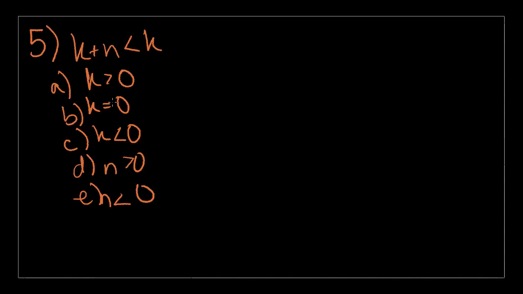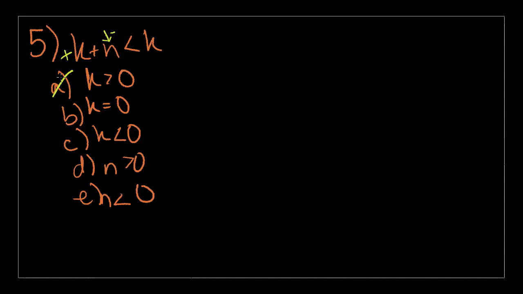Okay. So what we're going to have to do now is we're just going to test these out. So let's start with A. K is greater than 0. If K is greater than 0, then N must be a negative number. If K is positive and it's greater, so yeah, positive, then N must be negative. But that's not stated in the answer choice itself, so this is crossed off.